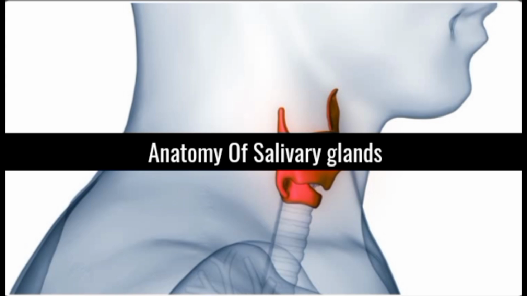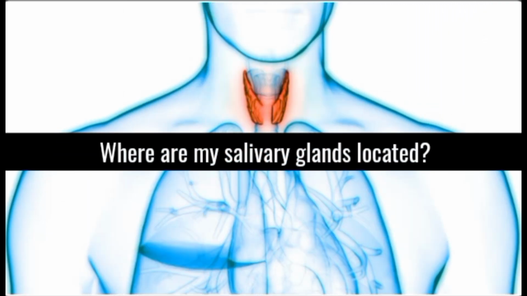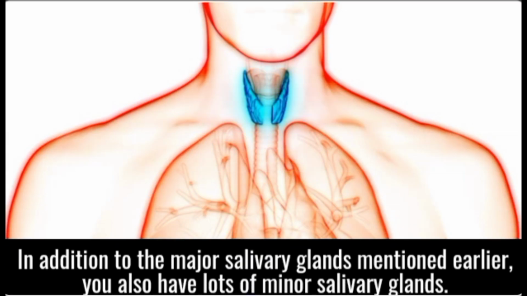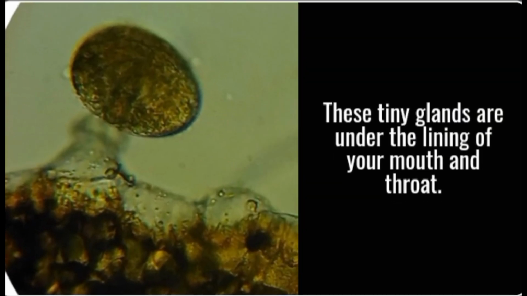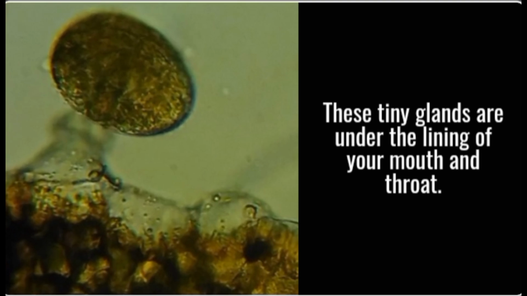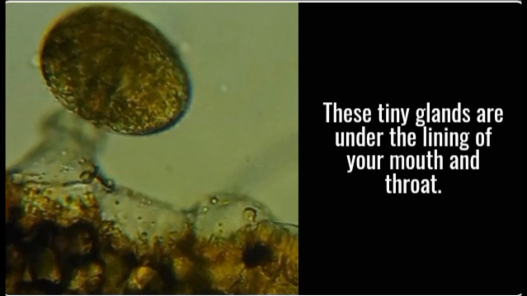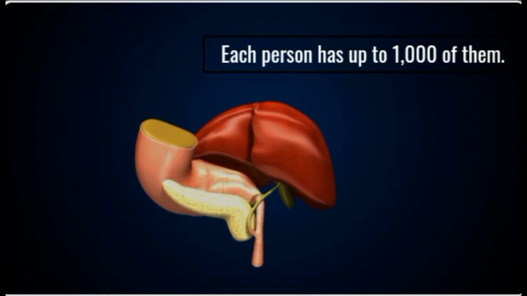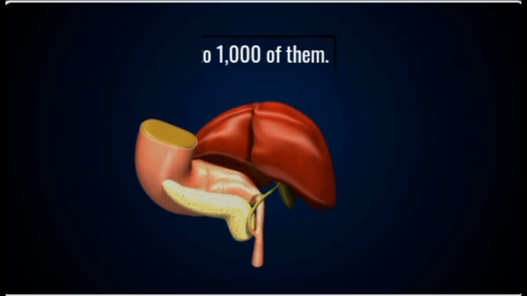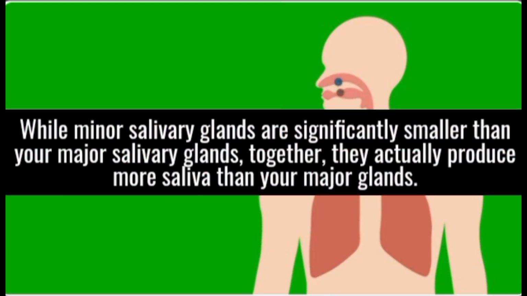Anatomy of salivary gland. Where are my salivary glands located? In addition to the major salivary glands mentioned earlier, you also have lots of minor salivary glands. These tiny glands are under the lining of your mouth and throat. Each person has up to 1,000 of them. While minor salivary glands are significantly smaller than your major salivary glands, together, they actually produce more saliva than your major glands.